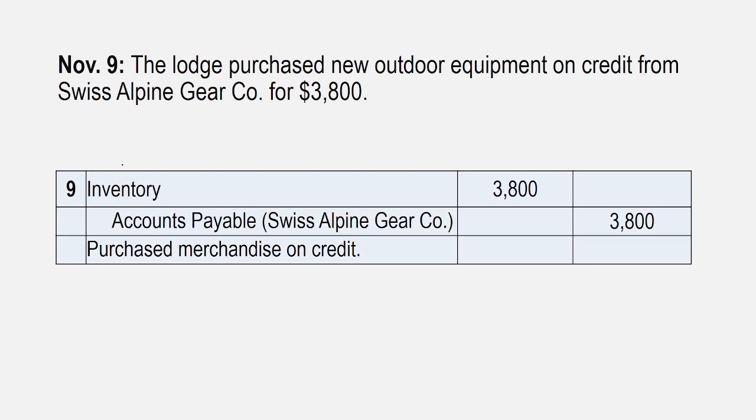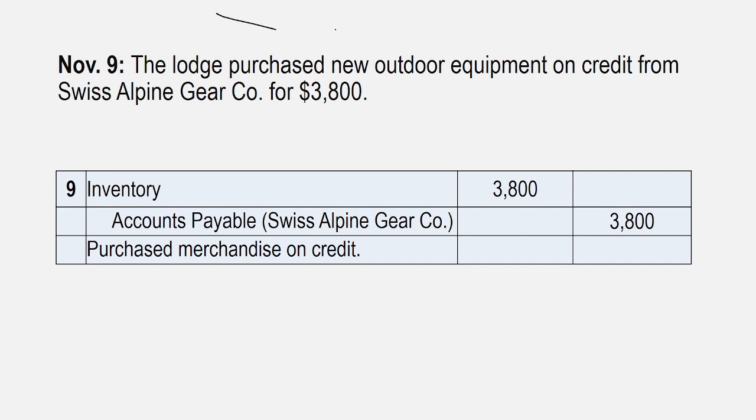Okay, on November 9, Alpine Adventure Lodge purchased new outdoor equipment from the Swiss Alpine Gear Corporation for $3,800, and this purchase was made on credit mode, meaning the lodge has not yet paid for the equipment but has agreed to pay the supplier at a later date. To reflect this transaction in the financial records, we need to make the journal entries that increase the inventory and record the liability to the suppliers.